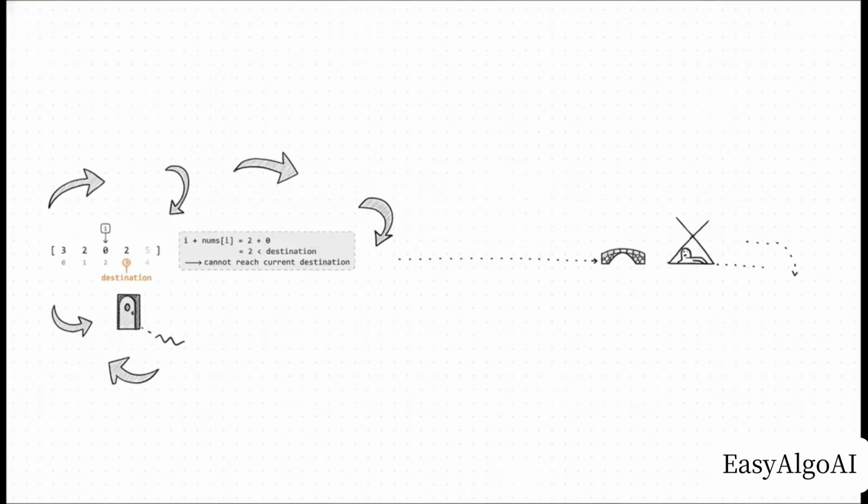Let's step left again and see what happens when we hit a trap. We arrive at index 2, which is our dreaded 0. Run the formula. Index 2 plus jump value 0 equals 2. Is 2 greater than or equal to our new destination of 3? Nope, it falls short. And because it can't reach the destination, the marker just stays exactly where it is at index 3. We literally just ignore the dead end and keep moving backwards.